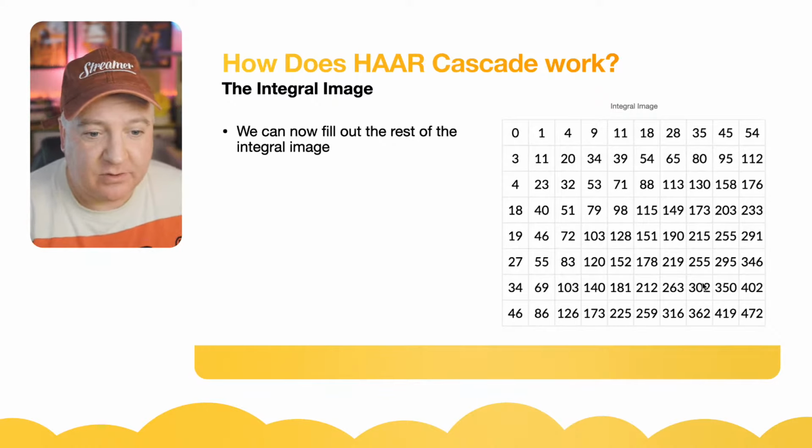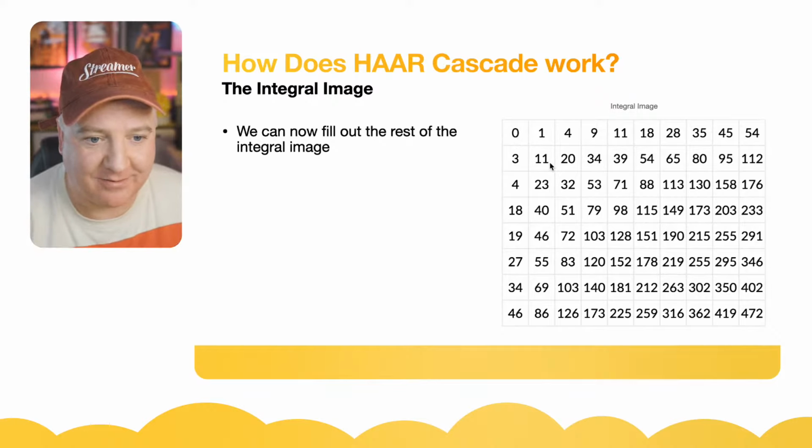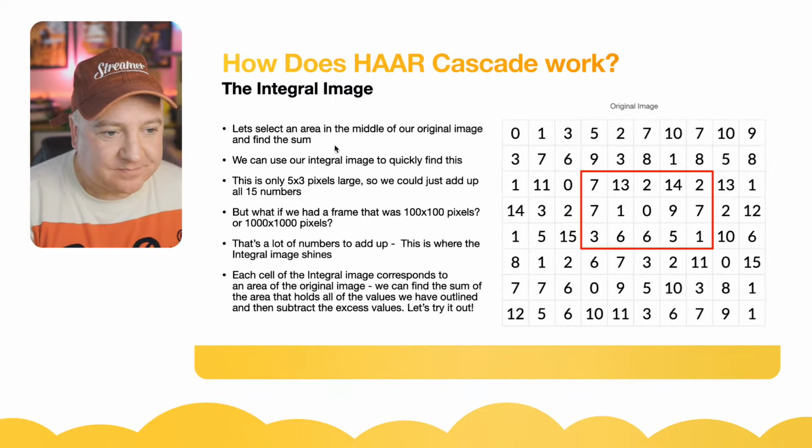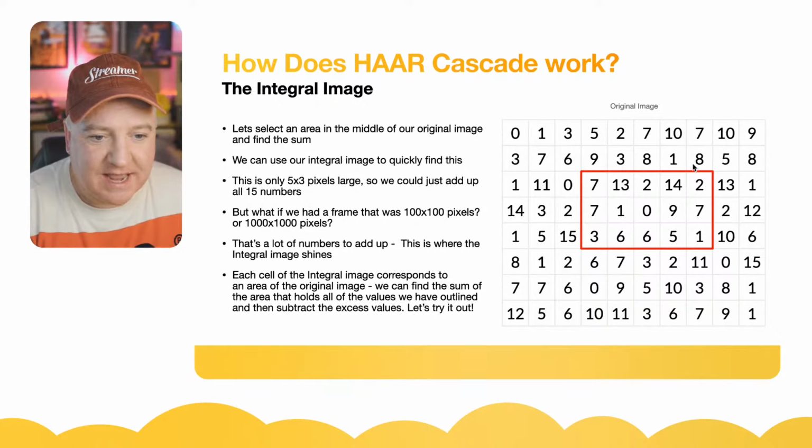So you can see there the values get higher and higher the further to the bottom right we go, and lower to the top left that we go, because that's how we're doing the math on this. And what this means we can do is we can say here's an area on our original image and we want to detect a feature in there.